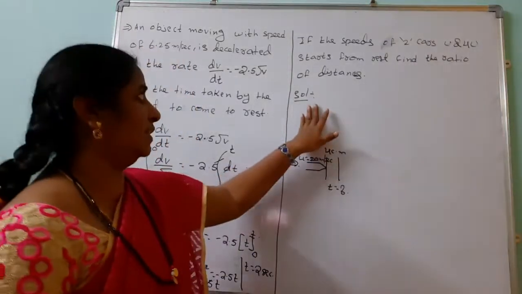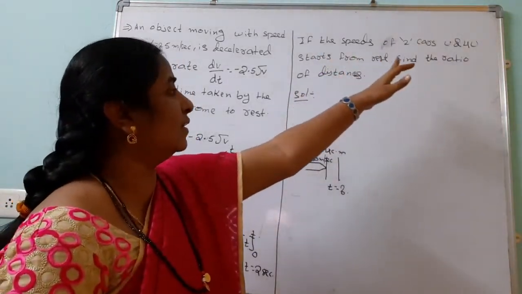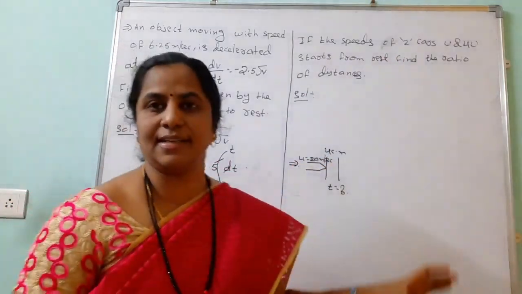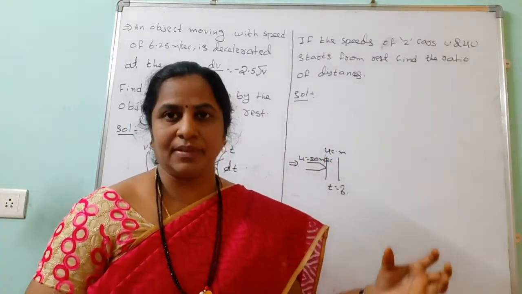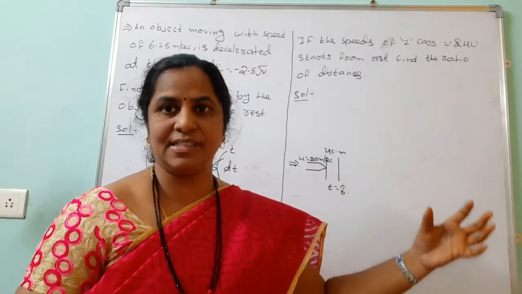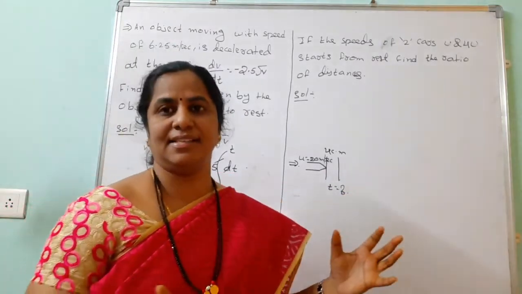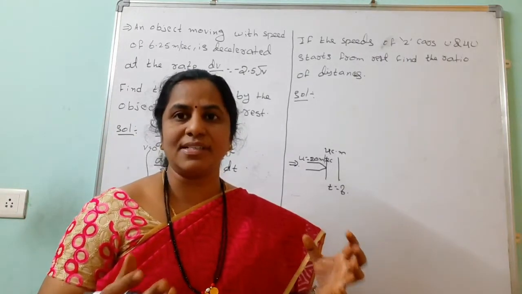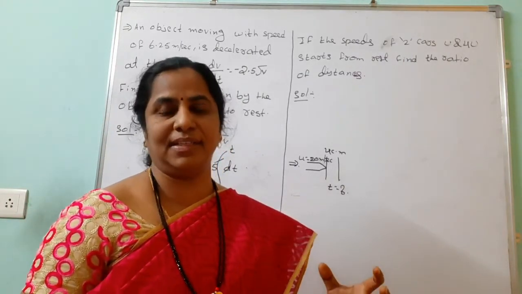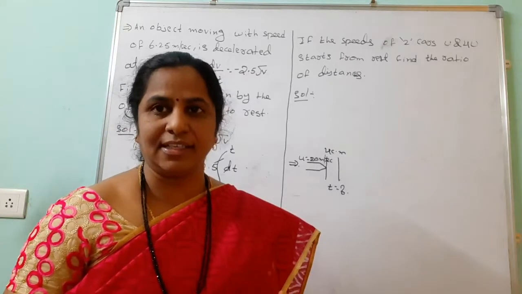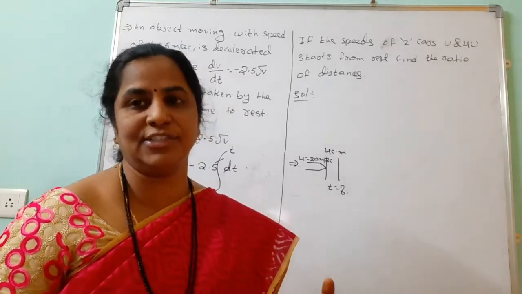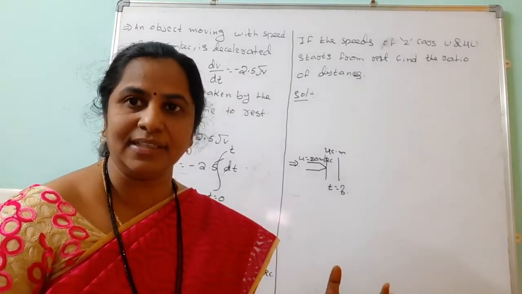One more problem is there. The speeds of two cars are given, both starting from the same instant and same position. The first car velocity is u and the second car velocity is 4u. After traveling some distance, both cars come to rest. Find the ratio of the distances travelled by the cars.